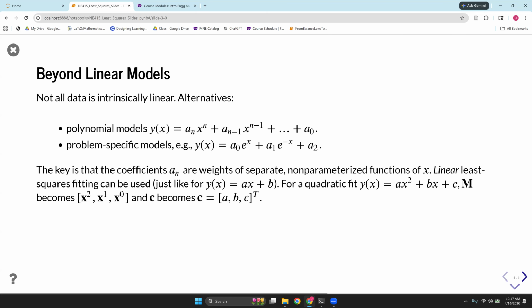As long as you are adding up terms, then you can use the linear least squares method to find the unique solution.